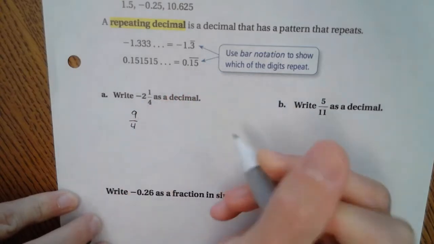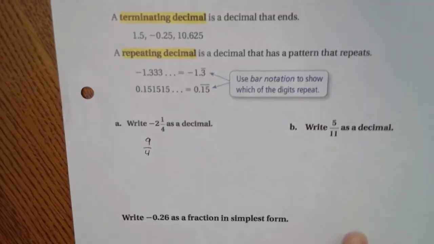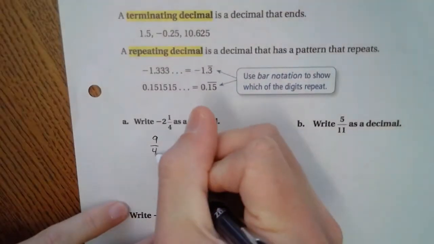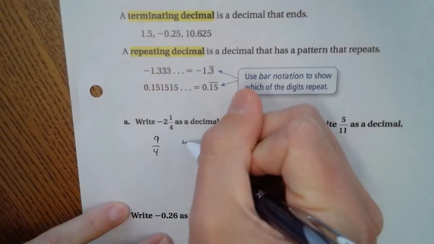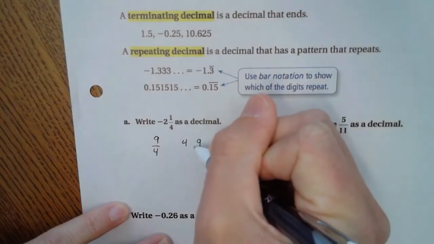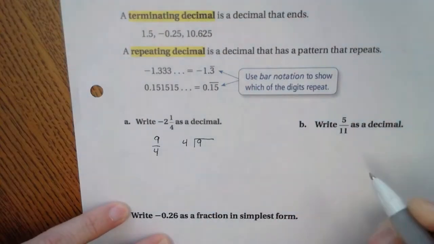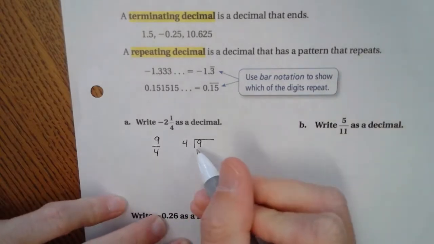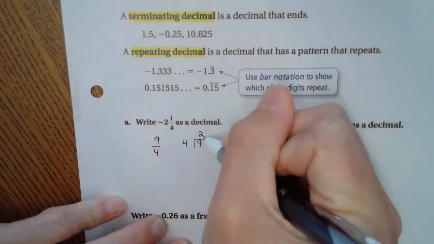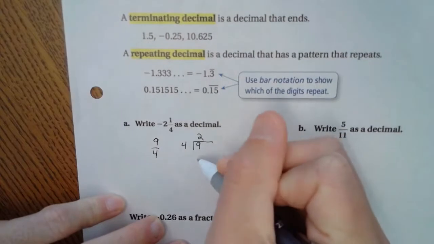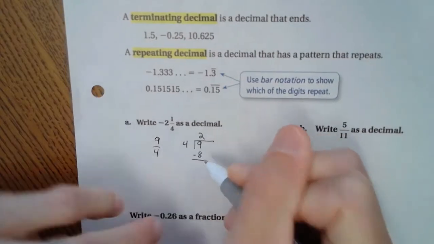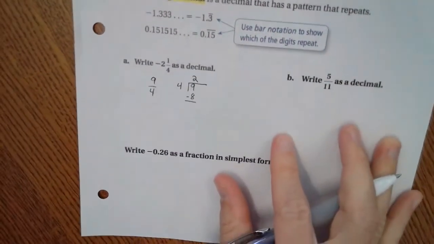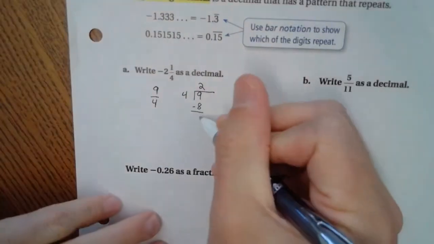So now I'm going to divide. And when I divide, my denominator is going to go on the outside, and 9 is going to go on the inside. Okay, so I'm going to do long division. So I ask myself, how many times does 4 go into 9? That is 2. 2 times 4 is 8. And I subtract those two. So 9 minus 8 gives me 1.